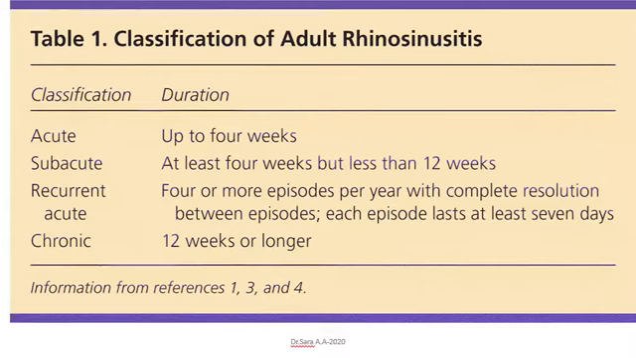In that table, we can see the classification of rhinosinusitis. It's classified as acute, lasting up to 4 weeks; subacute, at least 4 weeks but less than 12 weeks; recurrent, 4 or more episodes per year with complete resolution between episodes, each episode lasting at least 7 days; and chronic rhinosinusitis, which lasts longer than 12 weeks, and sometimes less, just at 12 weeks.